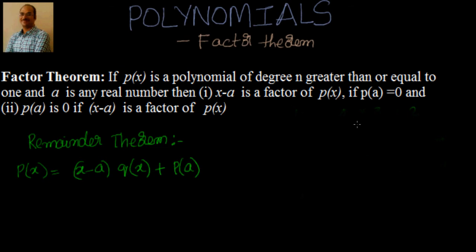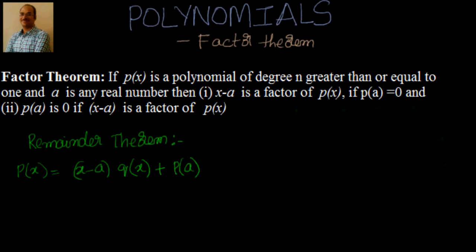The next step is the factor theorem. The factor theorem states that if p of x is divided by x minus a and x minus a is a factor of p of x, then the remainder should be 0. That means p of a equals 0. Or if the remainder is 0, or if p of a is 0, then x minus a is a factor of the polynomial p of x.